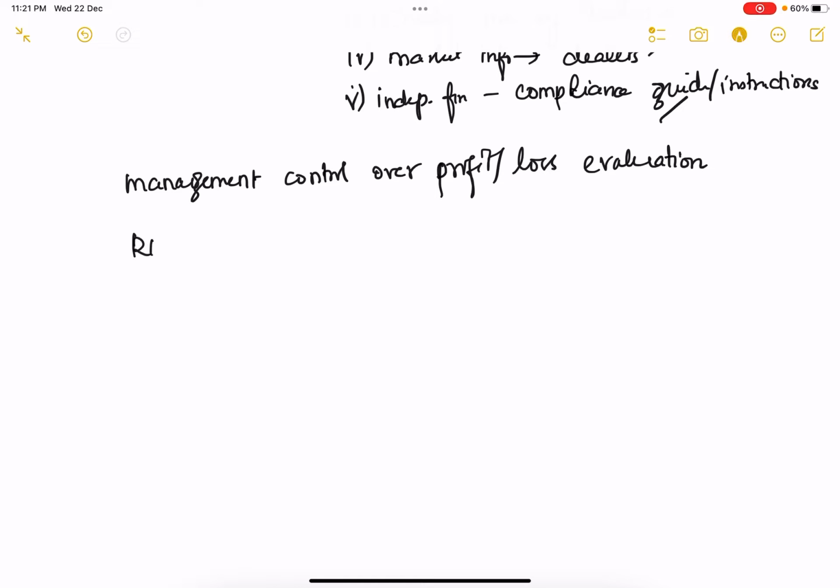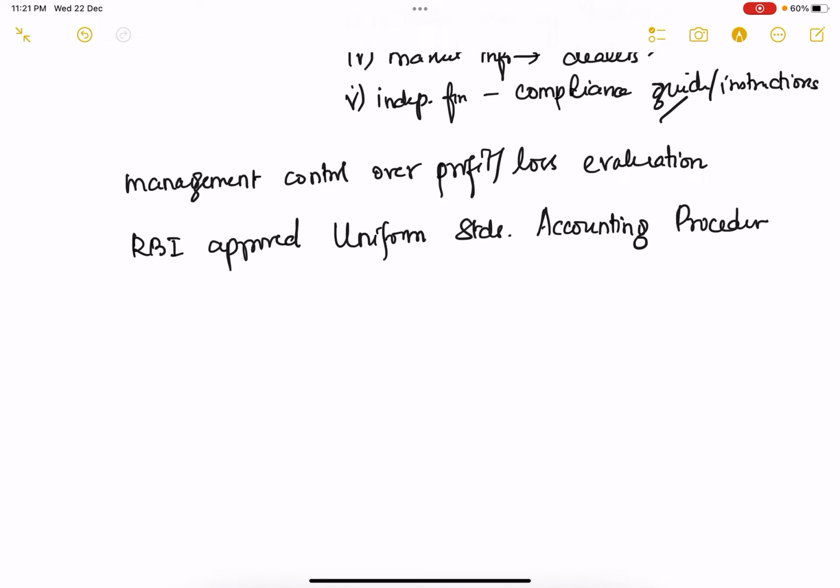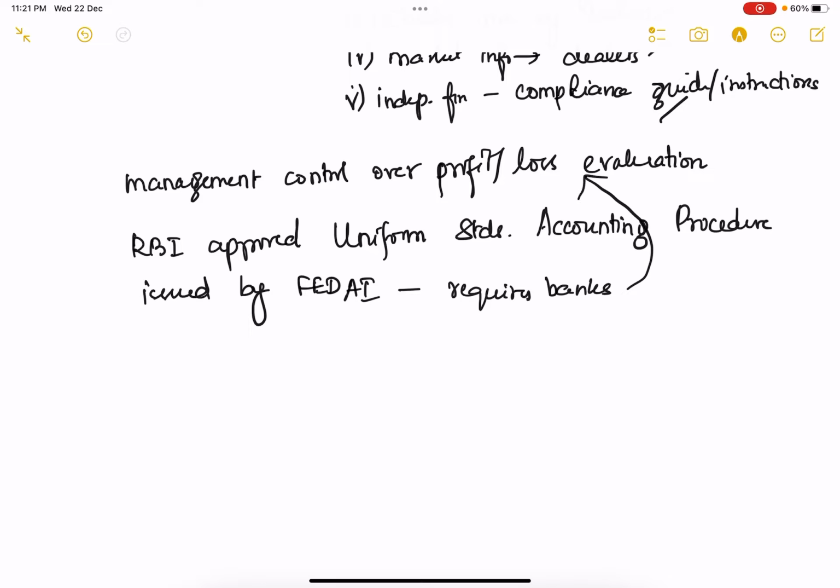So for that, RBI has approved Uniform Standards Accounting Procedure, which is issued by FEDAI. FEDAI is nothing but Foreign Exchange Dealers Association of India. So this association requires the bank's role to undertake the profit or loss evaluation and report it every month.